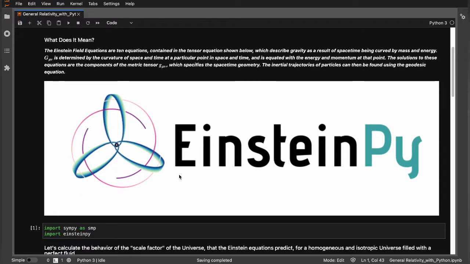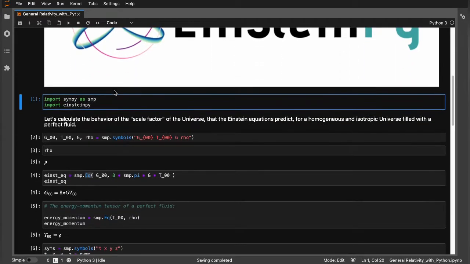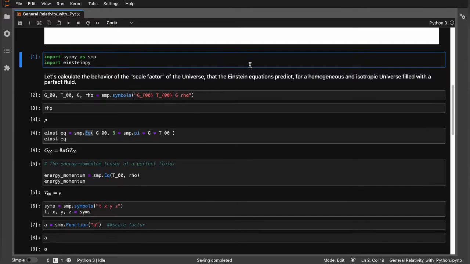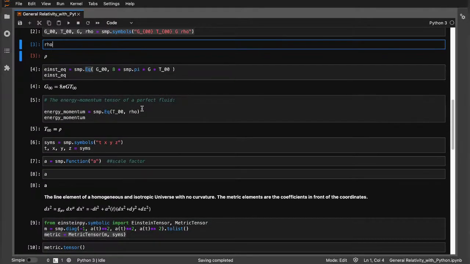We are going to start by importing SymPy for simple representation and EinsteinPy, of course, for general relativity. First you have to install it, then you can use it by importing it. So let's calculate the behavior of the scale factor of the universe, which is what the Einstein equation predicts. It works for a homogeneous and isotropic universe filled with a perfect fluid. First we define the symbols G00 and rho, as we have seen in the first equation.